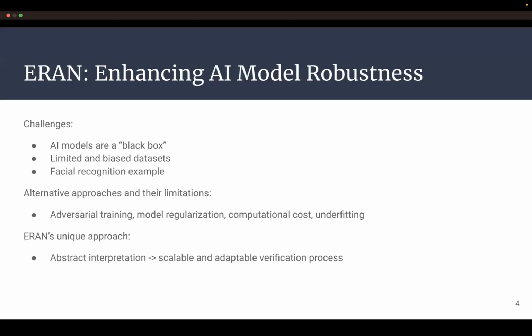So, to do a brief overview of why this problem is important, there are a couple of challenges with AI models today. AI models today are often seen as black boxes, with the complex internal workings not fully understood even by the experts. And this can make it difficult to predict how these models will behave in unusual and unforeseen situations. And second, the data we use to train these models influences their robustness. So, for instance, if a model is trained on a limited or biased data set, it may perform poorly when exposed to a more diverse real-world data set.